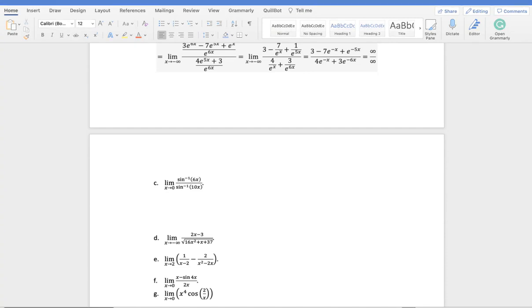No, we haven't. Okay, so that means at this point you might not be able to solve sub-question C, because with sub-question C, as you can see, you have the limit as x tends to 0 of sine inverse of 6x divided by sine inverse of 10x.